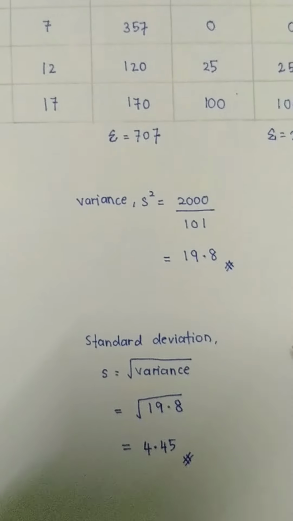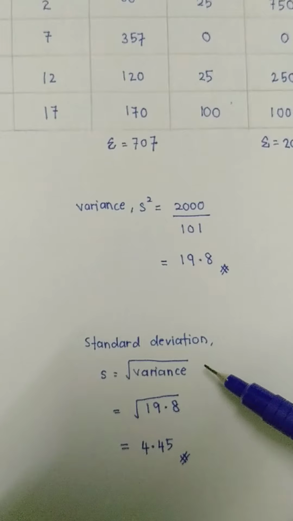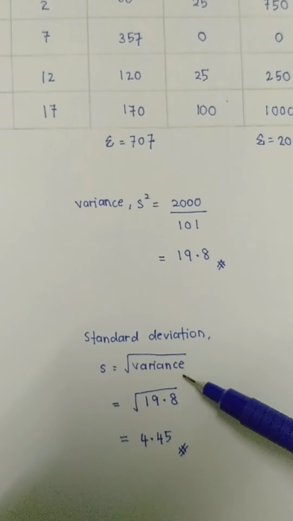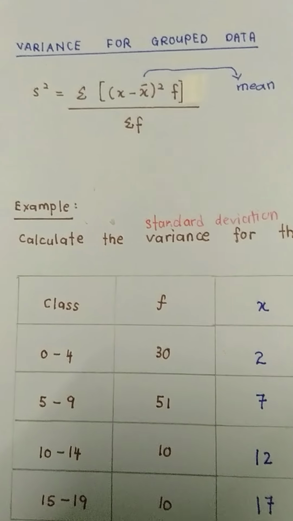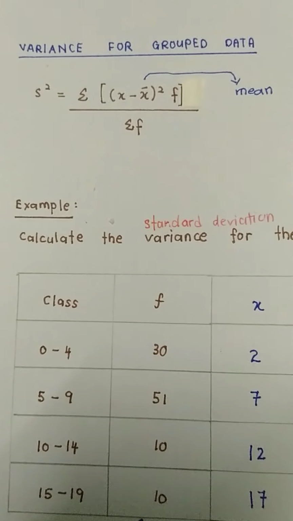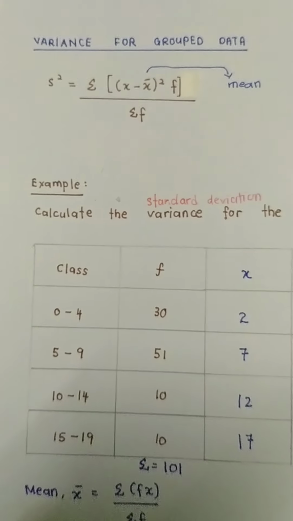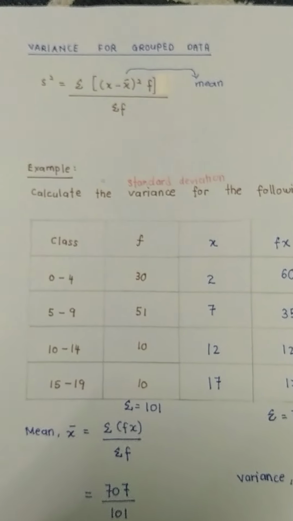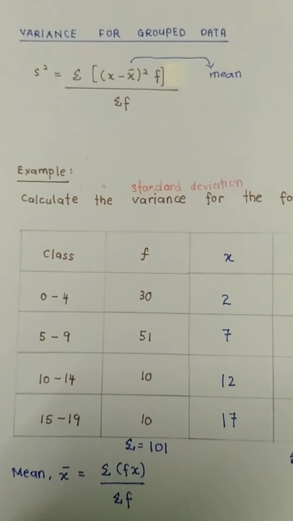So the formula for standard deviation is the same for all questions. Standard deviation is equal to the square root of variance. The difference is only the formula of variance, whether the question is for group data or ungrouped data. So these are the steps to calculate the variance and standard deviation for group data.